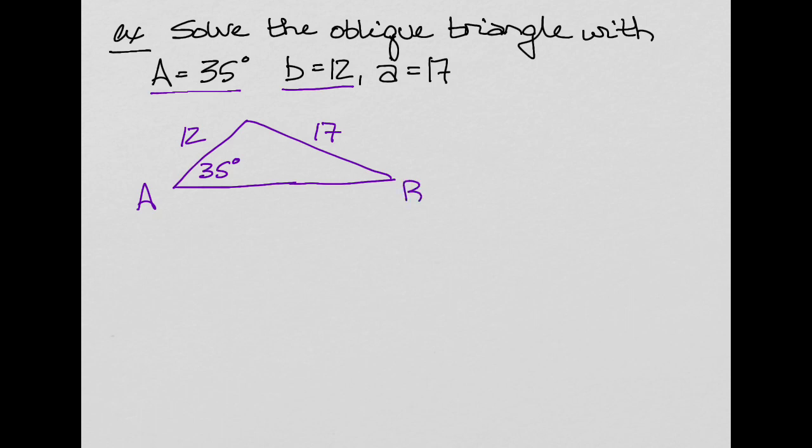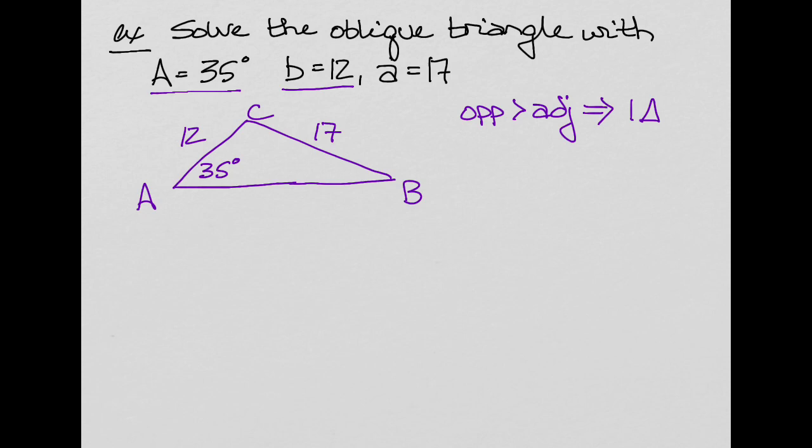This is angle B down here, which means we have C up at the top. Anytime the opposite side is longer than the adjacent side to the given angle, I'm going to get one triangle only. So I need to find all the information just for one triangle.